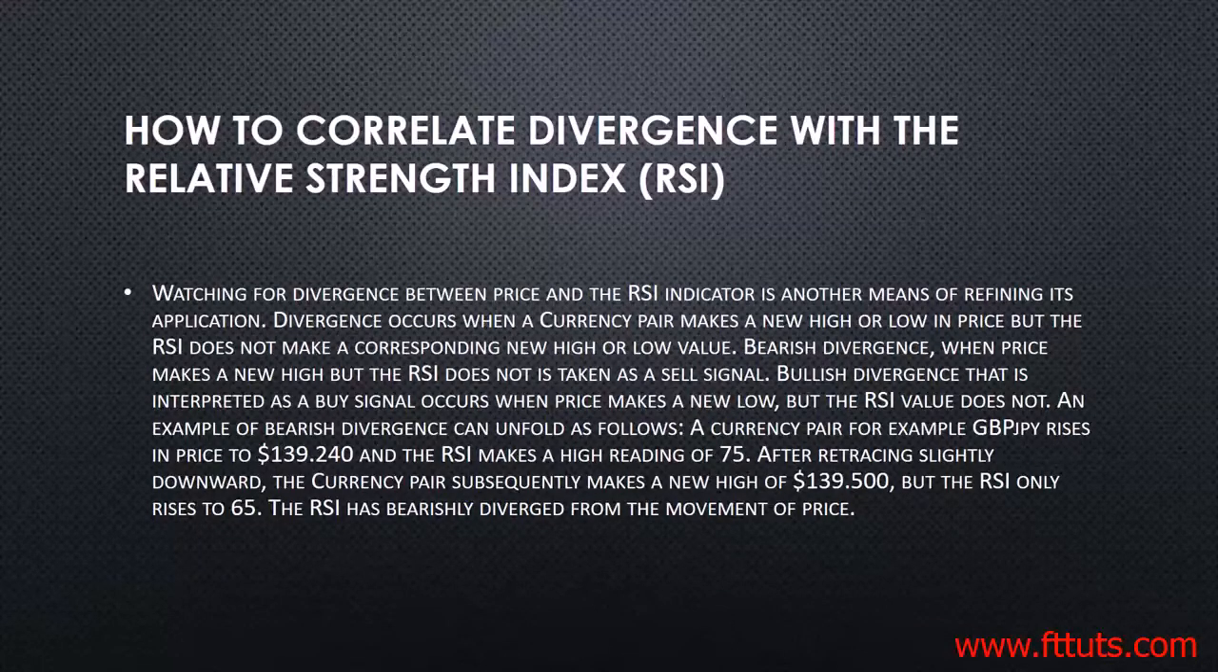An example of bearish divergence can unfold as follows. A currency pair, for example GBP JPY, rises in price to 139.240, and the RSI makes a high reading of 75. After retracing slightly downward, the currency pair subsequently makes a new high of 139.500, but the RSI only rises to 65. The RSI has bearishly diverged from the movement of price.